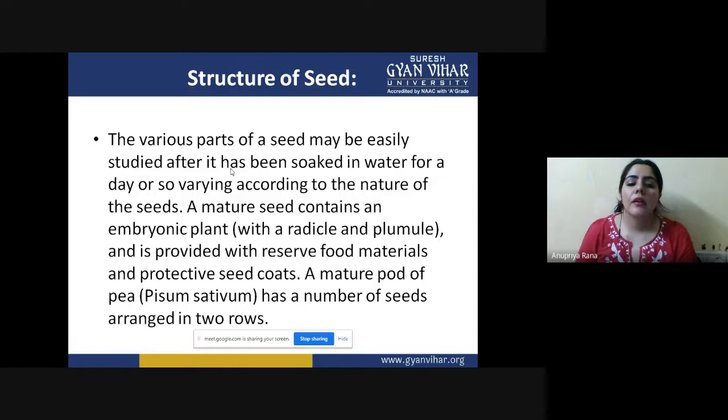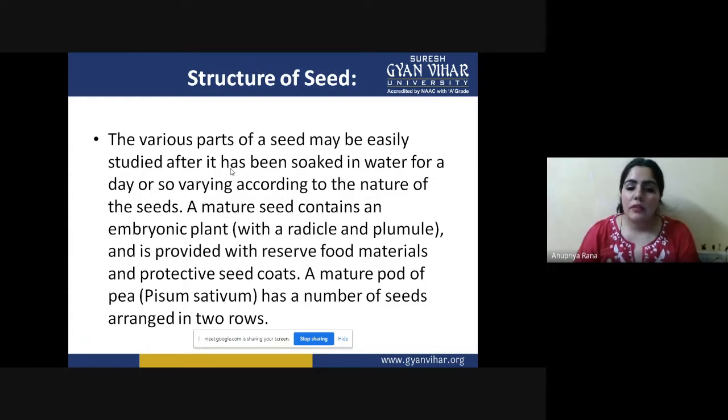And with this radicle and plumule, there is the reserve food material. In the last lecture I told you about endosperm formation. The endosperm is formed there just to provide nutrition, for the nourishment of the seed. So the reserve food material is present in the form of endosperm, so that it can nourish the developing seed.